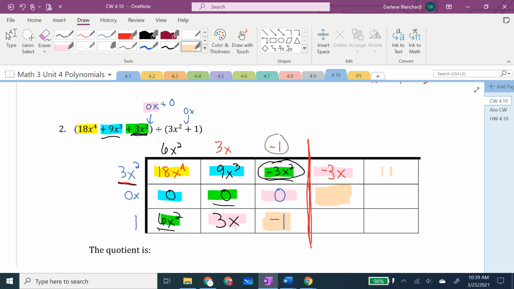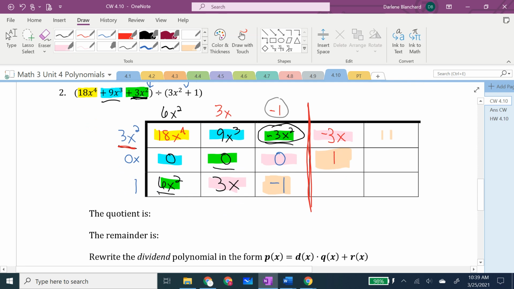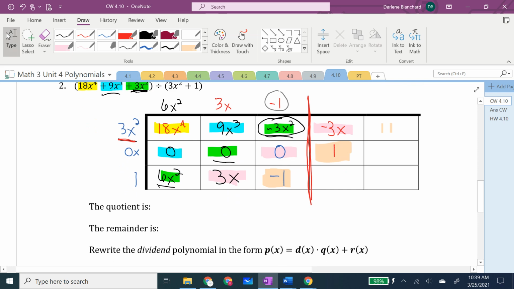I've already got a negative 3x. I now need to make a plus 0, so that means I'm going to have to add 1 to the negative 1 so that I make it 0. Now I can write the answers. The quotient is 6x squared plus 3x minus 1. The remainder is negative 3x plus 1.